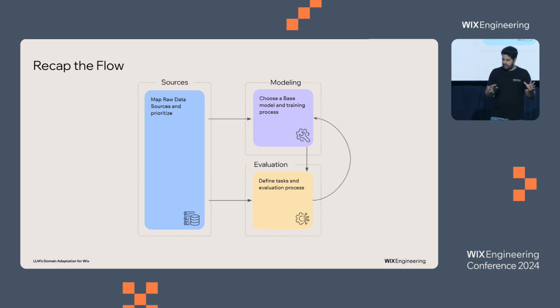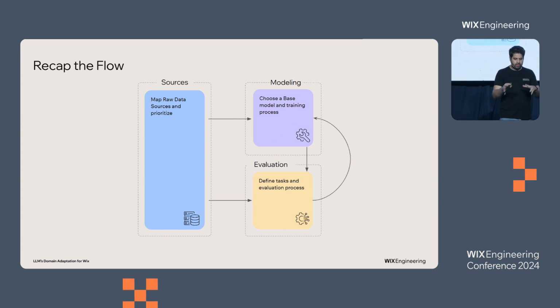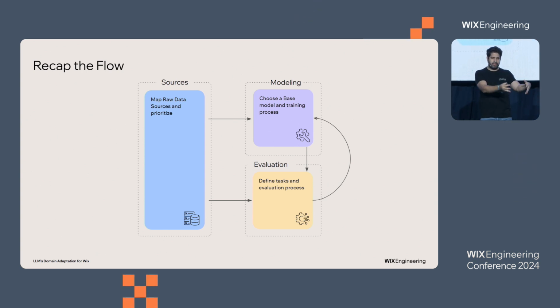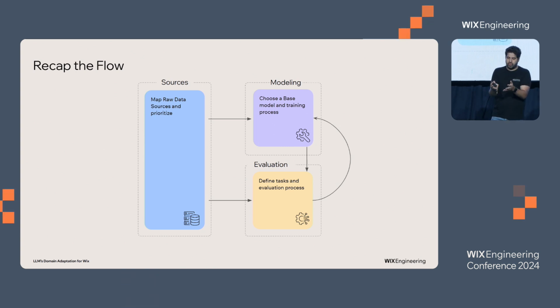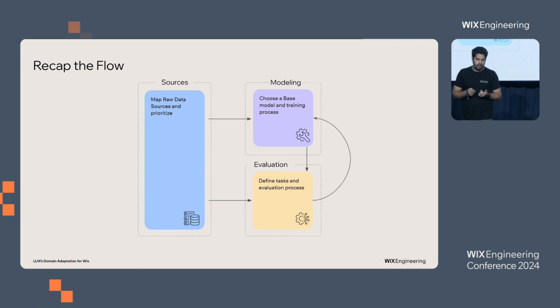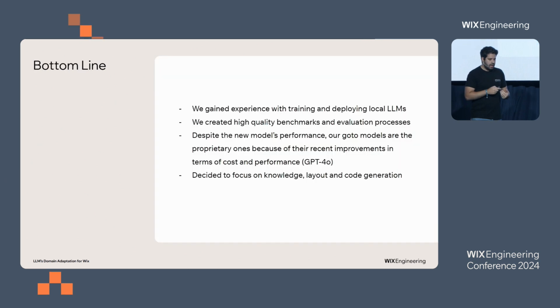Cool. So, summing it up, we have these components. We started with the sources, we mapped them, we prioritized them. Then we used the data set from the data sources to train the model. We evaluate it iteratively and come up with a good performing model that we know is good and customized for Wix.